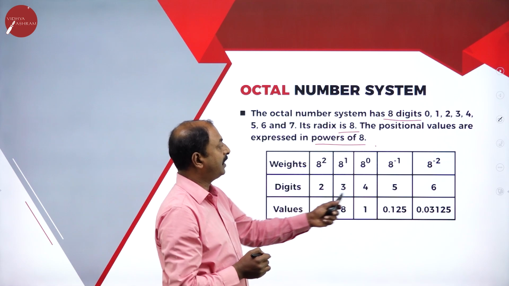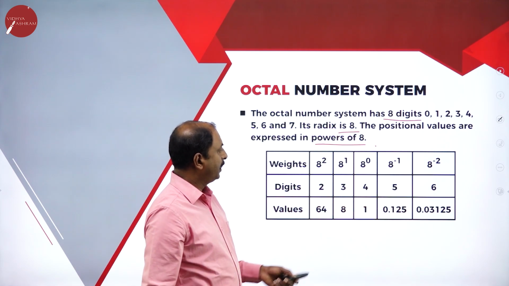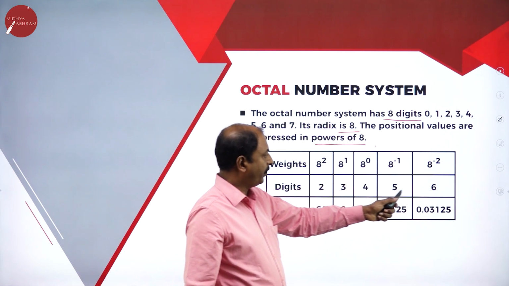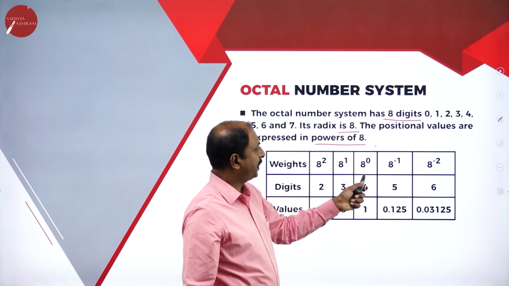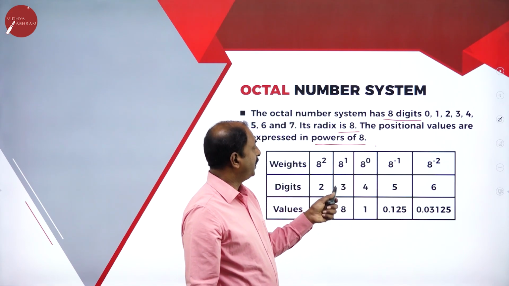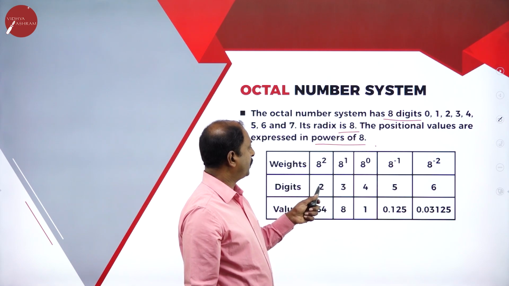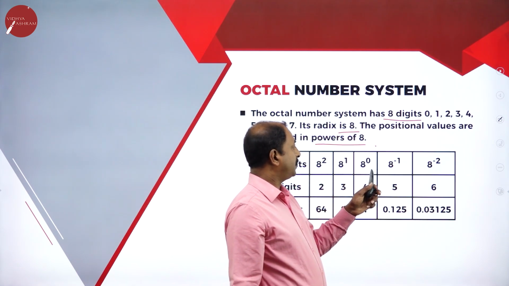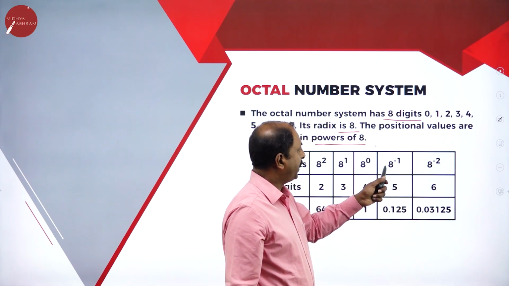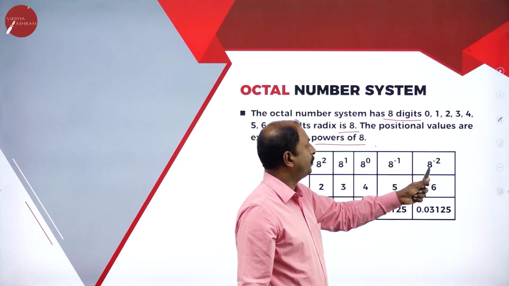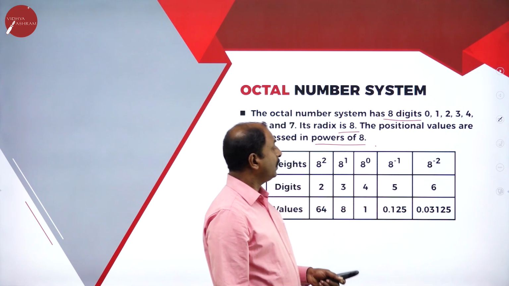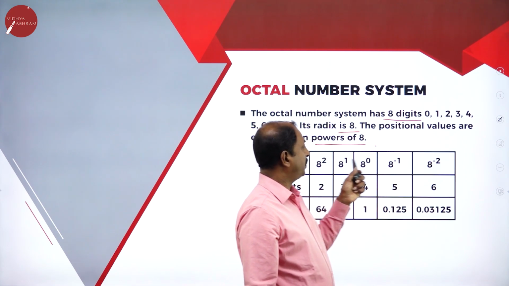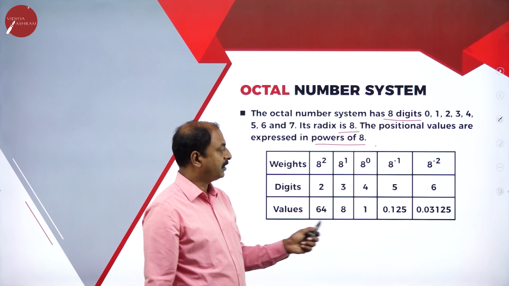234.56. If you look at this example, 234.56, here for the digit 4 it is 8 to the power of 0, then 8 to the power of 1 and 8 to the power of 2, and these are the values. And after the decimal point, it is 8 to the power of -1 and 8 to the power of -2. So these are all the positional values and weightage.